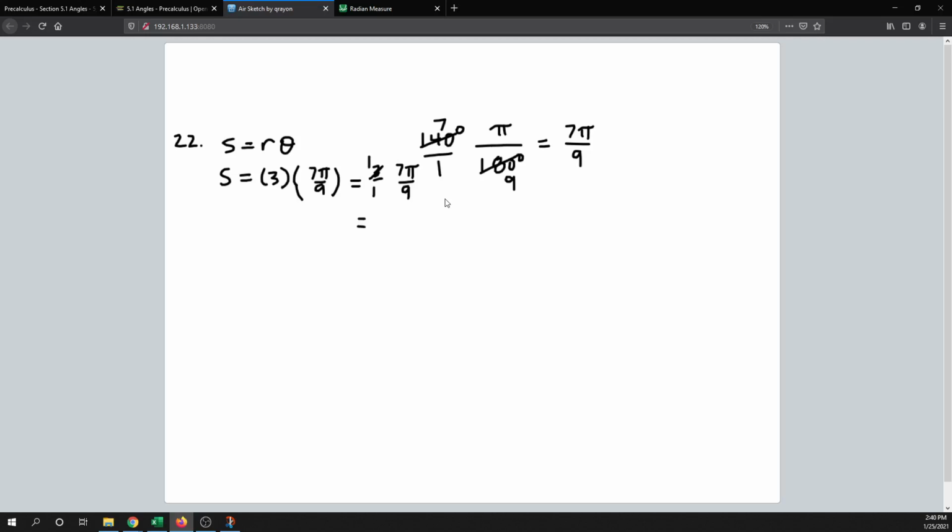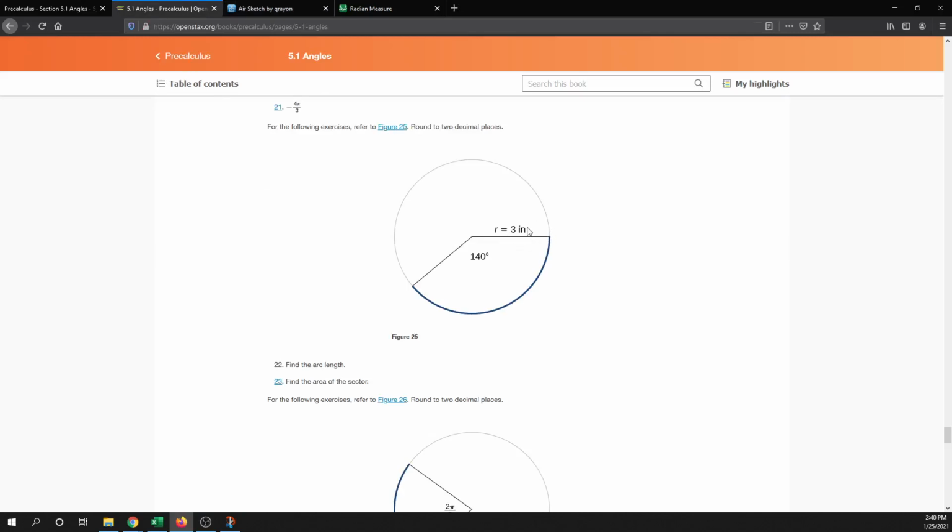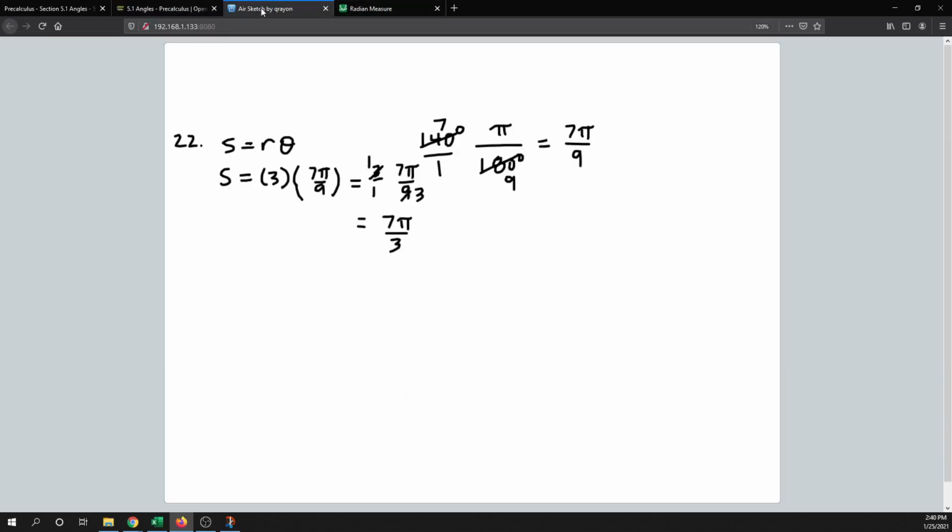So 3 goes into itself once. 3 goes into 9 3 times. So we get 7 pi over 3. All right, and don't forget to put the units, right? They're talking about the length. And so the units would be the same units that the radius is specified in. So this would be inches in this case. So it'd be 7 pi over 3 inches.